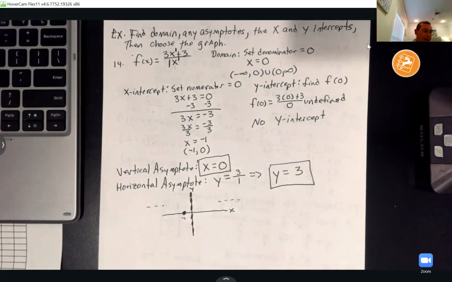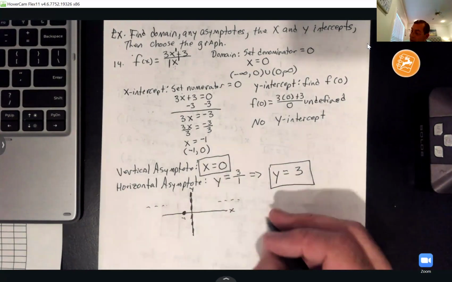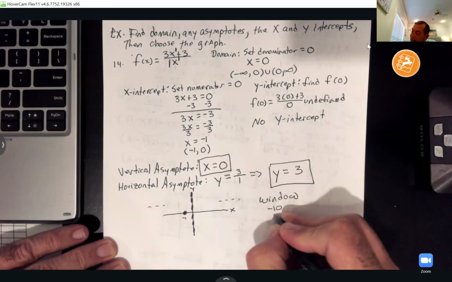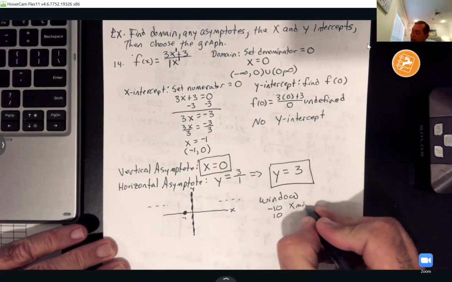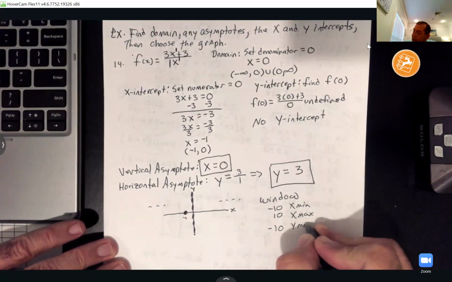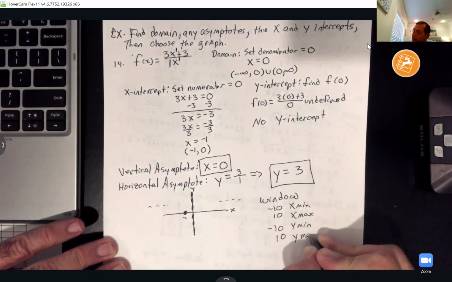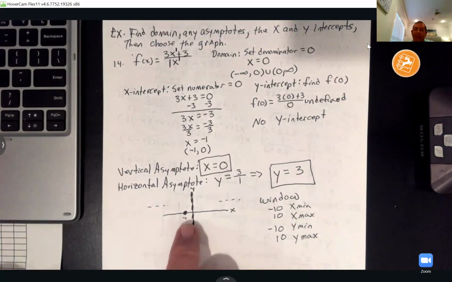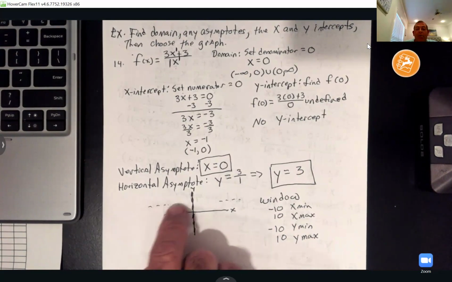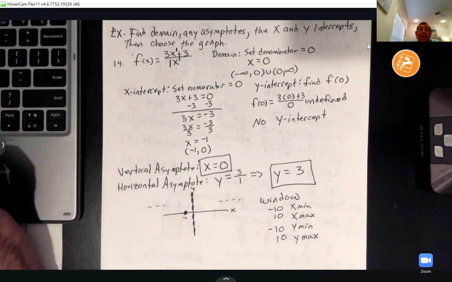All right, the window they're using is -10 and all that. So my window will go from -10 to 10 for my x-min and x-max, and then -10 for y-min and 10 for y-max. We know it's going through this point, but is it coming down that way? Well, that's really the only way it can go, because it's not going to cross that asymptote, so it should come down like that.